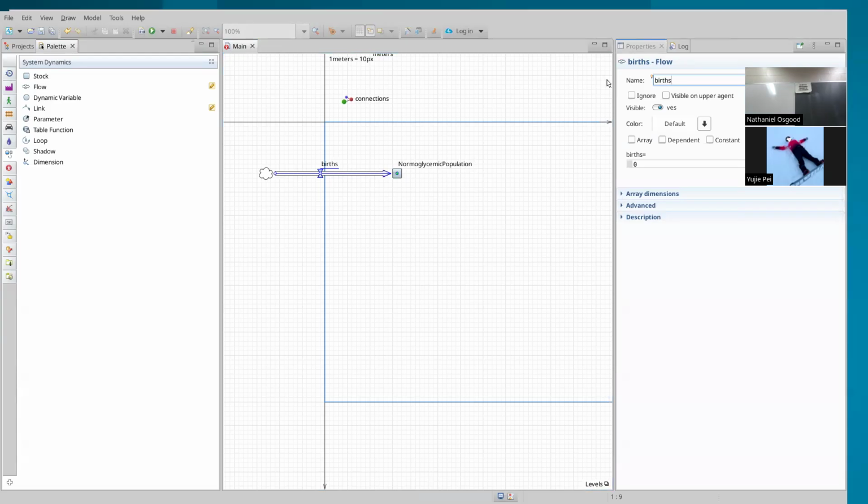We have to give for flows, not an initial value, but a what? What do we have to give for flows? Can anyone speak up? What do we have to specify for flows? For stocks, we have to specify an initial value. What do we give for flows? A rate. A rate. Yes. Thank you, Eric.